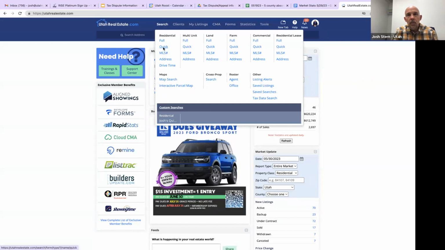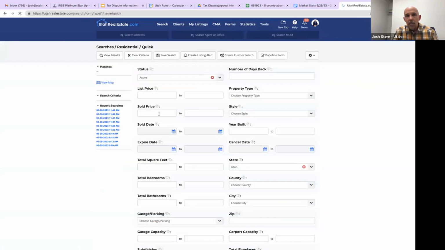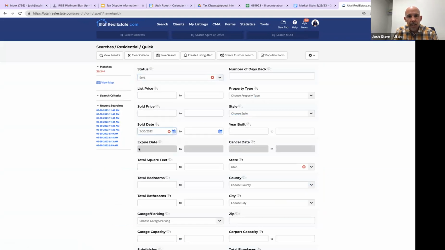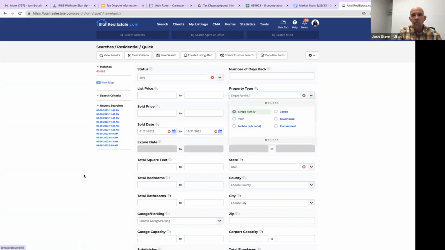So you would go to a quick search, but one of the things you'd want to do is set your sold parameters, your sold date, to be within last year. If you're doing it for last year, you would go 01/01/2022 to 12/31/2022. So that's the era that you're looking for, right? If your home's a single family home, basically you guys now know how to do a CMA.